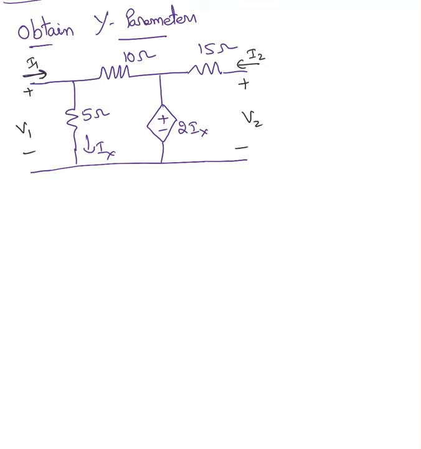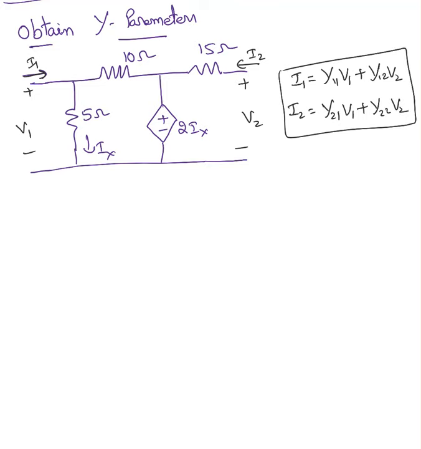Okay, now the equations for the y parameters: I1 equal to y11 V1 plus y12 V2, and I2 equal to y21 V1 plus y22 V2. Okay, these are the two equations for your y parameters. Now y11 equal to I1 over V1 when V2 equal to 0. So if I put a V2 equal to 0, I1 equal to y11 times V1. So I1 over V1 will give you y11.